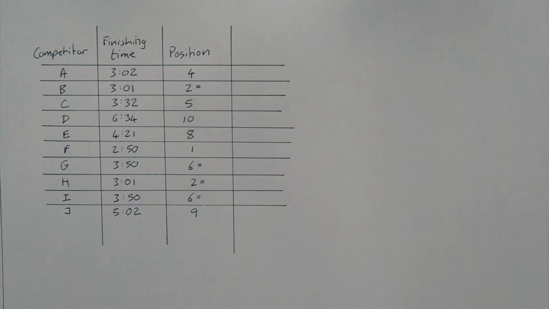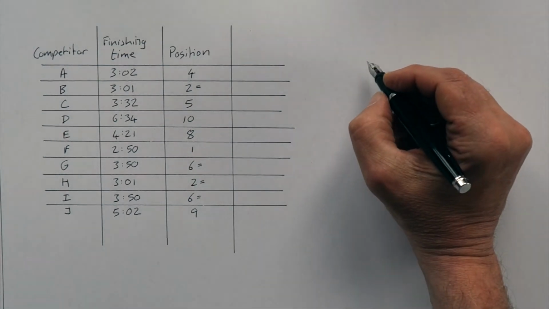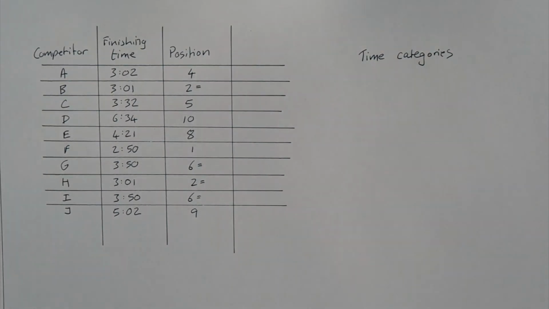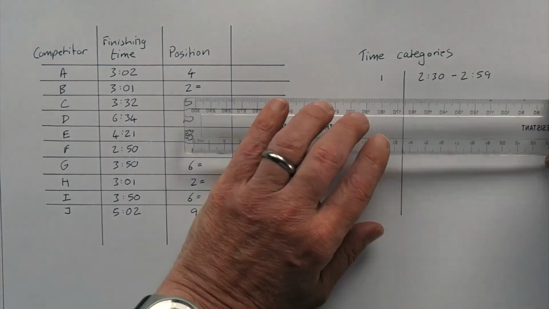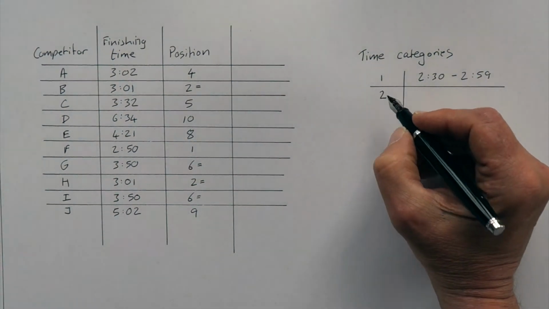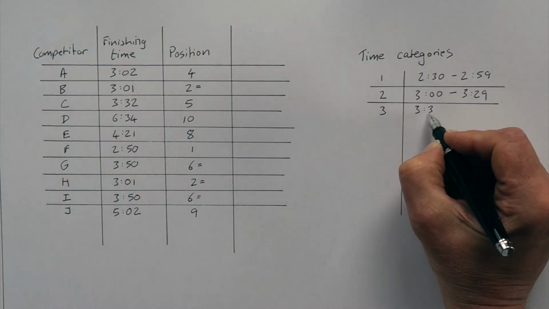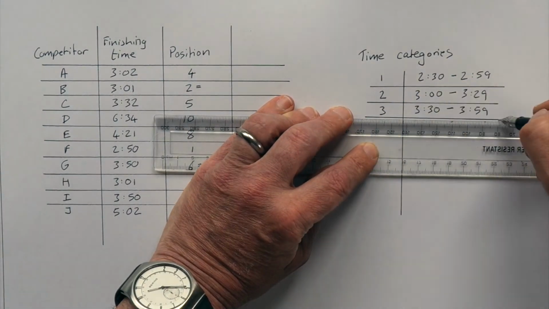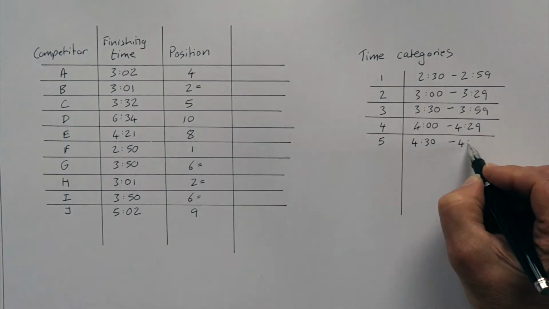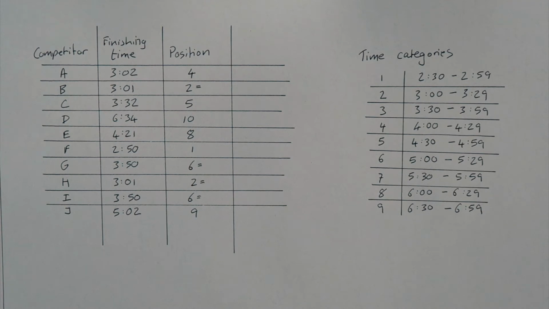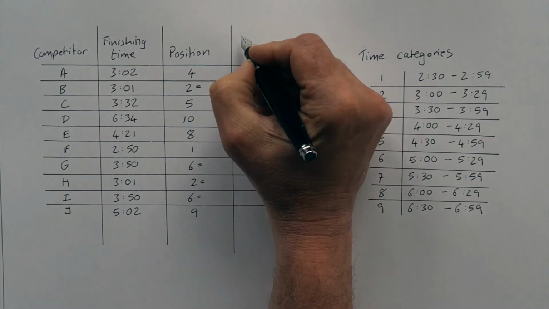Once we know those two forms of data, we can also give them a time category as well. So I can create time categories which go from 2 minutes 30 seconds to 2 minutes 59 seconds. That's the first time category. The second time category would be 3 minutes to 3 minutes 29 seconds. The third time category, 3 minutes 30 seconds to 3 minutes 59 seconds, and so on, all the way up to 6 minutes and 59 seconds. And then I can put the people into the time categories.